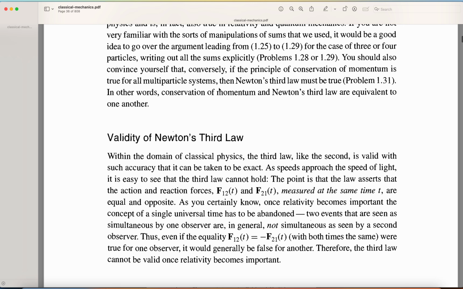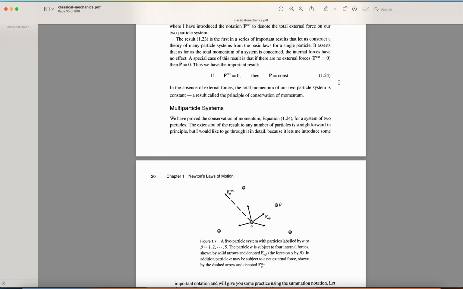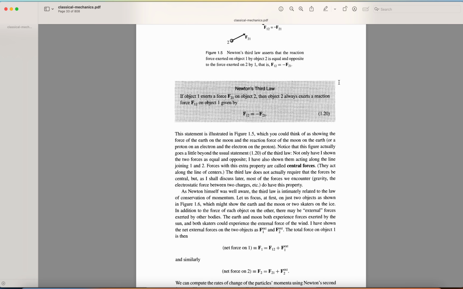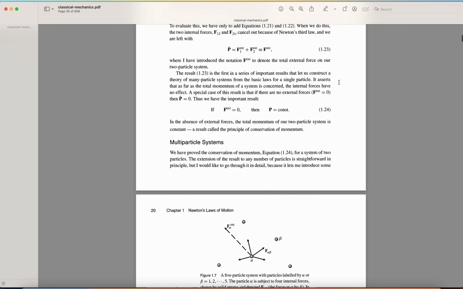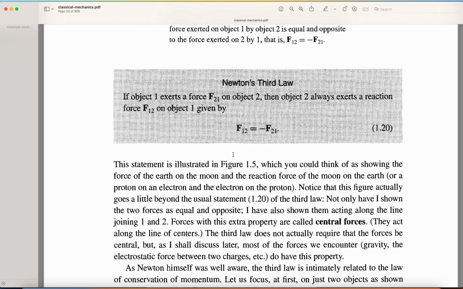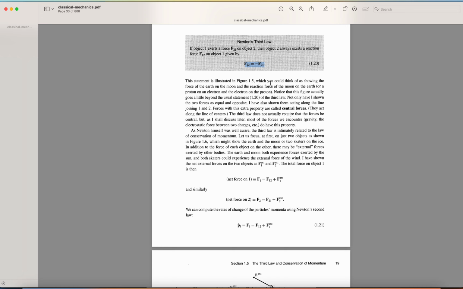Okay, so it says that you should be able to show yourself that the principle of conservation of momentum also implies Newton's third law. So how would you go about demonstrating that? What is Newton's third law again? Well, I think it's easier to start with only two particles. If their momentum's derivative with respect to time only depends on the external force, then the two internal forces must be opposite to each other to cancel each other out.